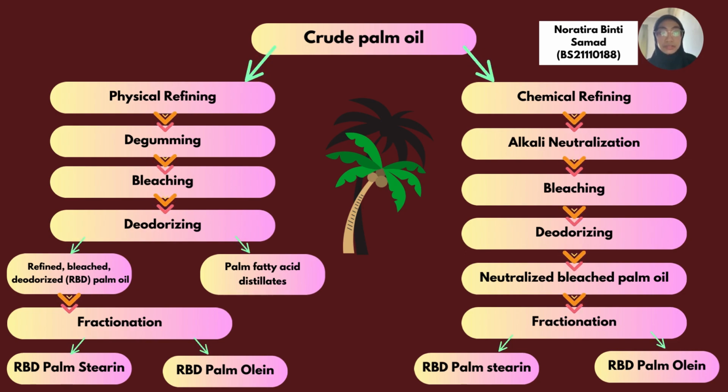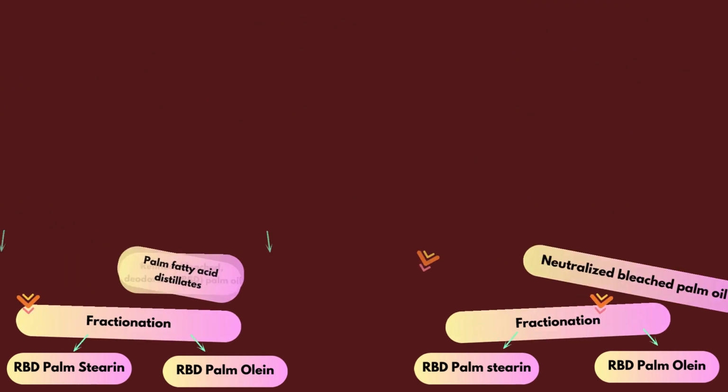As for the chemical refining, it will undergo alkali neutralization, bleaching, deodorizing, neutralized bleached palm oil, and fractionation to produce the RBD palm olein and RBD palm stearin.